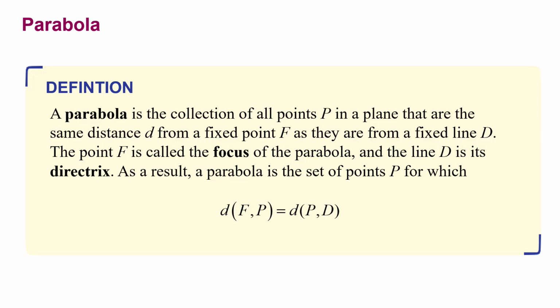Let's begin by considering the definition of a parabola. A parabola is the collection of all points P in a plane that are the same distance d from a fixed point F as they are from a fixed line D. The point F is called the focus of the parabola, and the line D is its directrix. As a result, a parabola is the set of points for which the distance from F to P is equal to the distance from P to D.